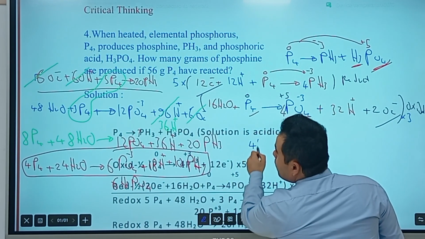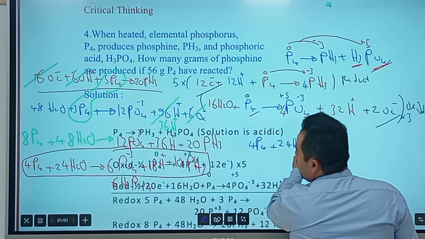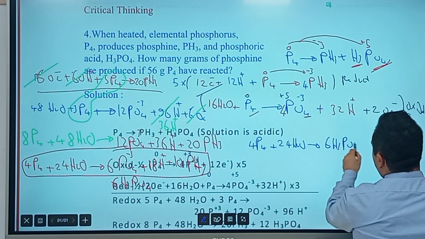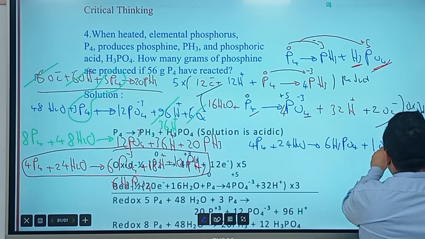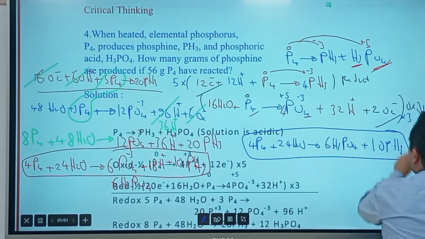P4 plus 24H2O to produce 6H3PO4. We combine them plus 10PH3. That's the balanced reaction.